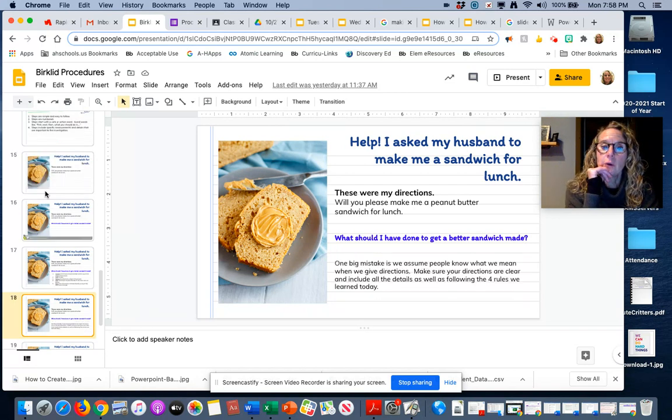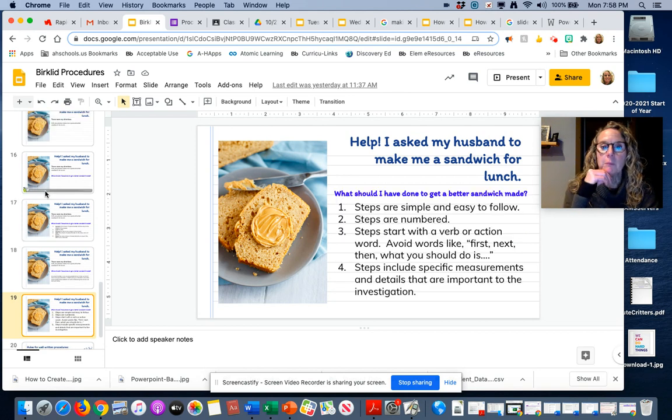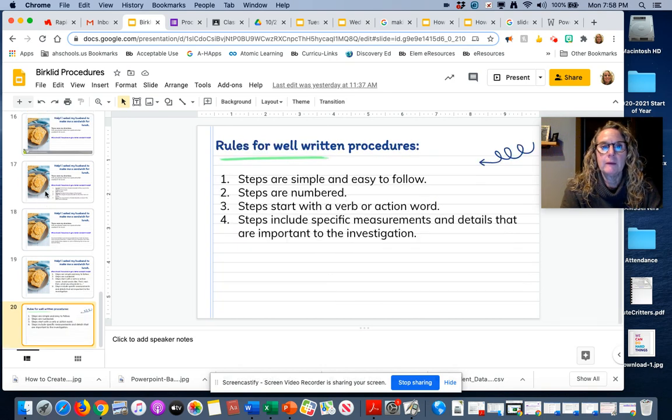Okay. So one big mistake is we assume people know what we mean when we give directions. So make sure your directions are clear and include all the details as well as following the 4 rules that we learned today. Okay. Remember that to make a better procedure, you need to have simple and easy to follow steps. The steps should be numbered. They should start with an action word, and steps should include specific measurements and details that are important to the investigation. Okay. And again, there are the review of the rules.